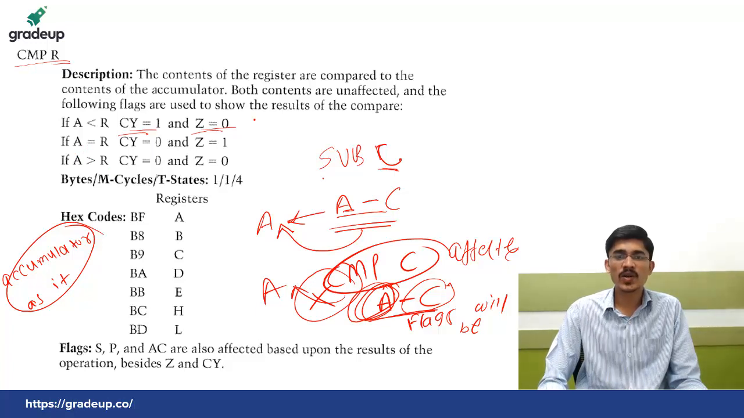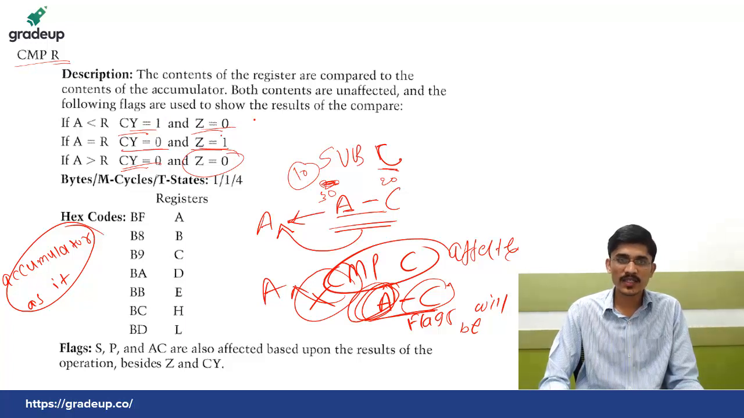Suppose A is equal to R. Suppose A has 20 and C also has 20. So 20 minus 20 will be 0. So the zero flag will be 1, but there will not be any generation of carry. Suppose A is greater than C. Suppose A is 30 and this is 20. So 30 minus 20 is 10, which is positive. So carry will not be generated, and the result is non-zero.